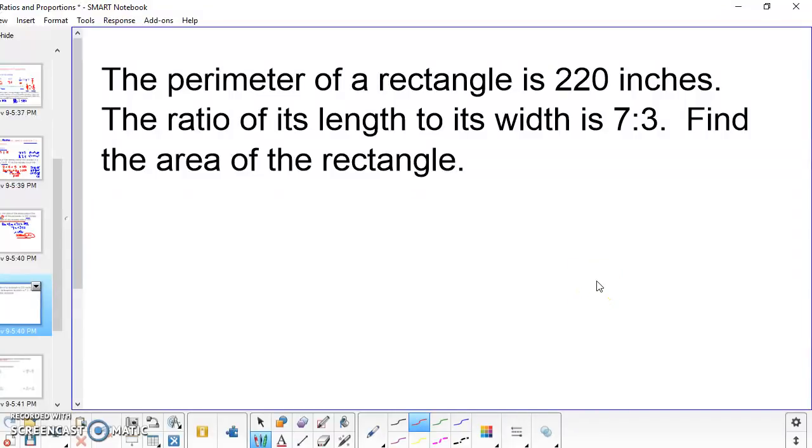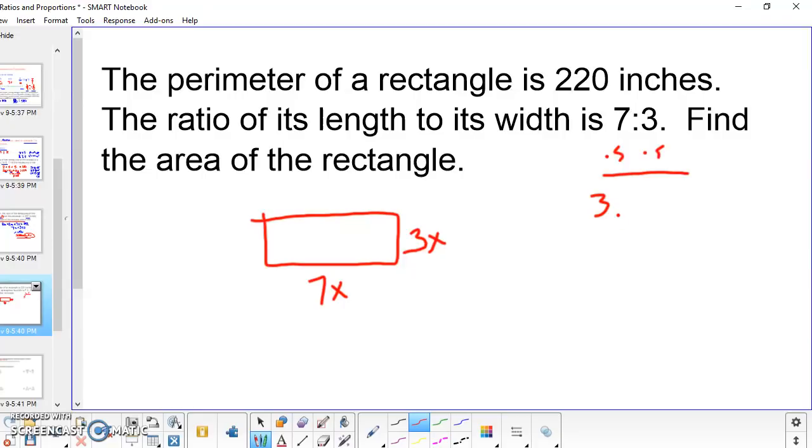The perimeter of a rectangle, a little bit of a different application. Perimeter of a rectangle is 220 inches. The ratio of its length to its width is 7 to 3. So this is some factor multiple of 7, and this is some multiple of 3. That's really what we're saying when we say that that's the ratio. It could be 7 to 3. It could be 14 to 6. It could even be multiply both of them by a half, and that would make it 3.5 to 1.5. Right? So it's just anything that has that same ratio, that same equivalent fraction.